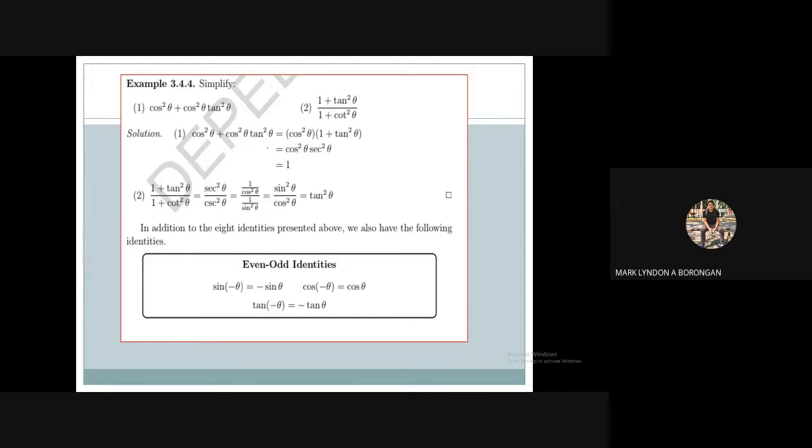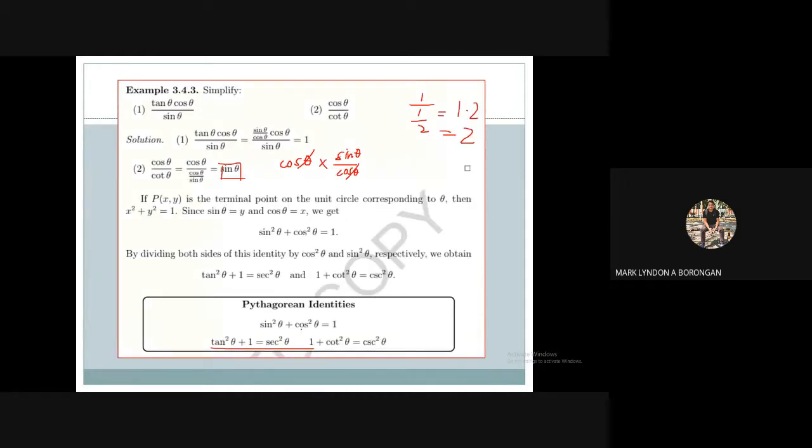So, you have there another problem, 1 plus tangent squared of theta divided by 1 plus cotangent squared of theta. So, if you see this, here is a tip for you. If you see tangent squared or cotangent squared, what you should look for is the Pythagorean identities, which is this. Tangent squared of theta plus 1 is equal to secant squared of theta. Then this one, 1 plus cotangent squared of theta is equal to cosecant squared of theta.